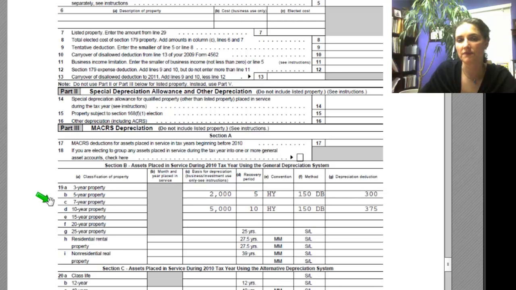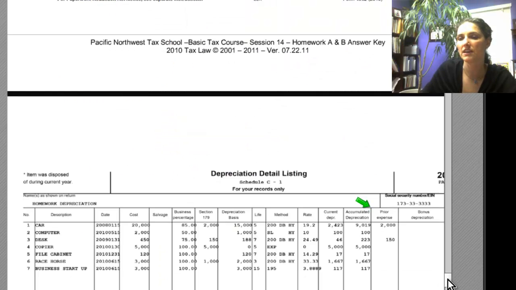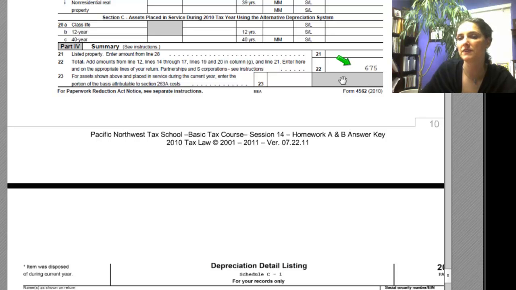And we've listed the 5-year property as the cow, the 10-year property as the chicken coop, and we of course enter $2,000, 5-year recovery period, half-year convention, 150% declining balance, and a first-year deduction of $300. The chicken coop, $5,000 cost, 10-year recovery period, half-year convention, 150% declining balance, and a first-year deduction of $375. The total depreciation being claimed on this business activity is $675.